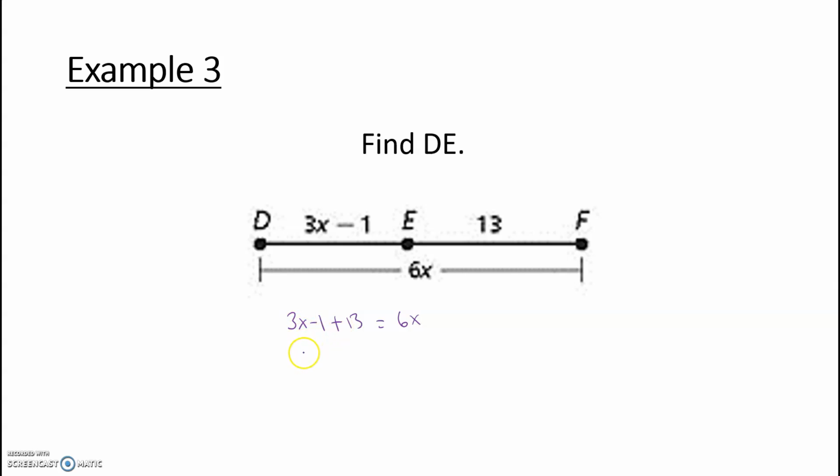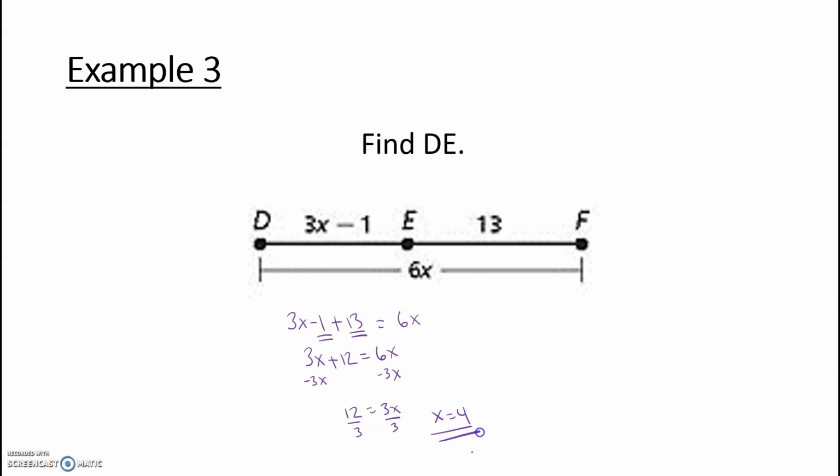So here we have 3x. We're going to combine like terms. So we have a negative 1 plus 13, so we're going to have plus 12, right? 13 minus 1 is 12. Now we want to get our x's to one side of our equal sign, so we're going to subtract 3x from both sides. Here we've got 12 equals 3x. And we want to get x alone, so we're going to divide both sides by 3.